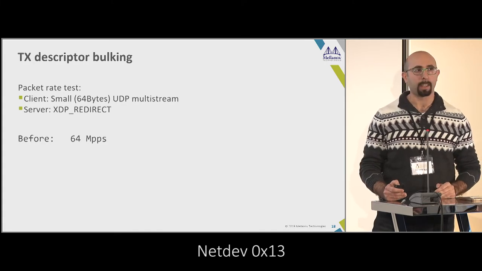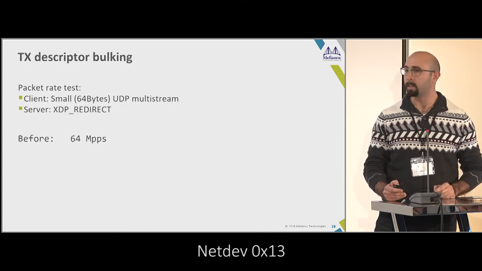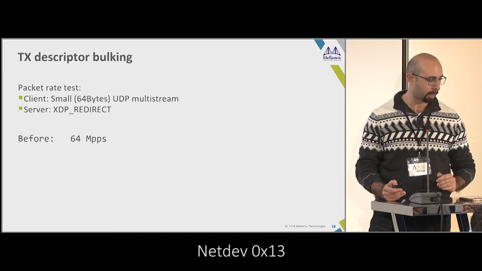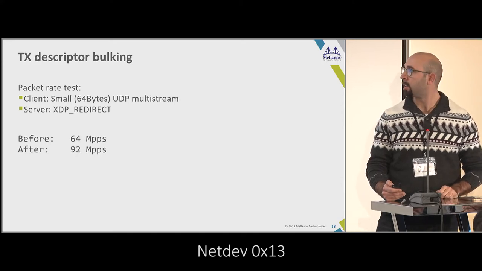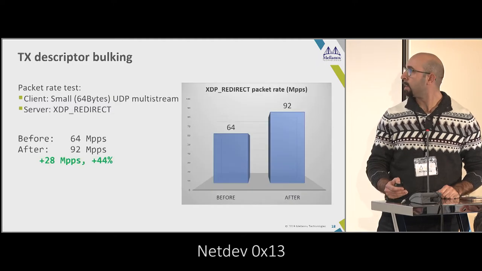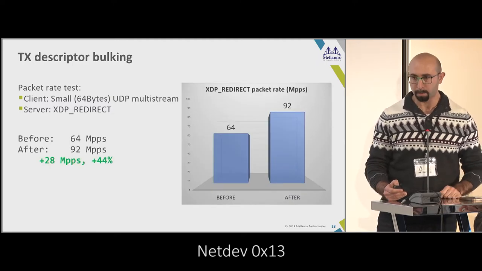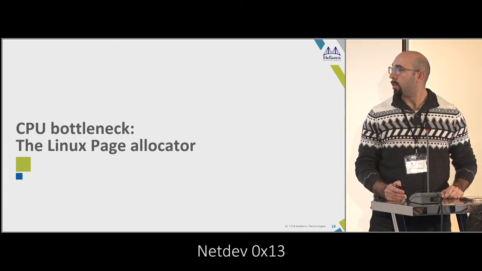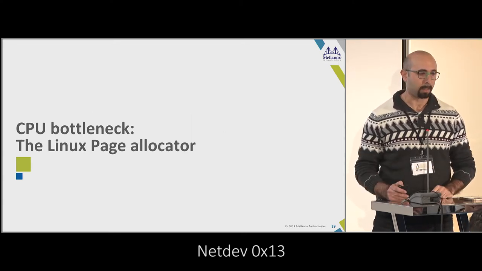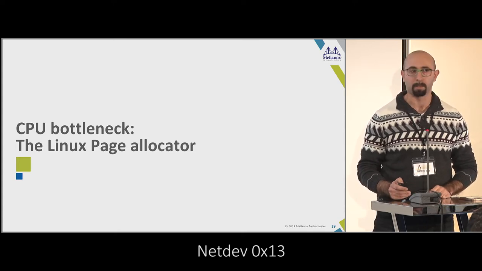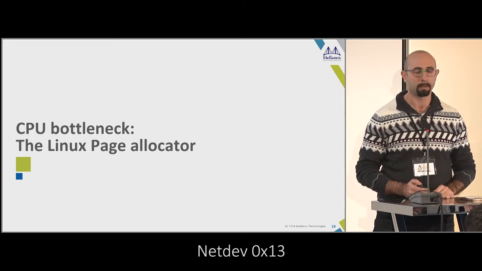For XDP redirect on the server, again, we use the sample program. Before that, we had 64 million packets per second. And with this feature, we have 92 million packets per second. This is 44% more. That was the PCI section. Next, I'm going to review some CPU scaling issue.